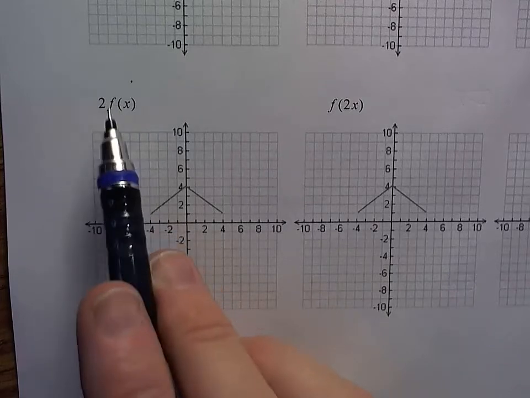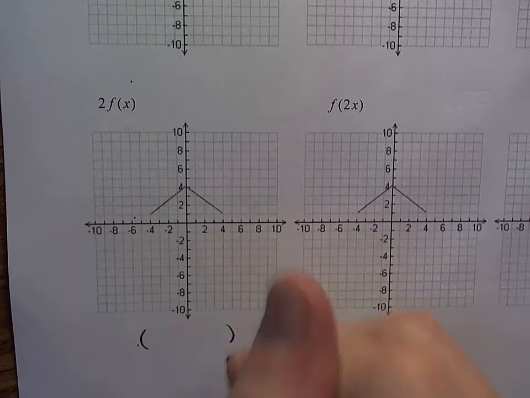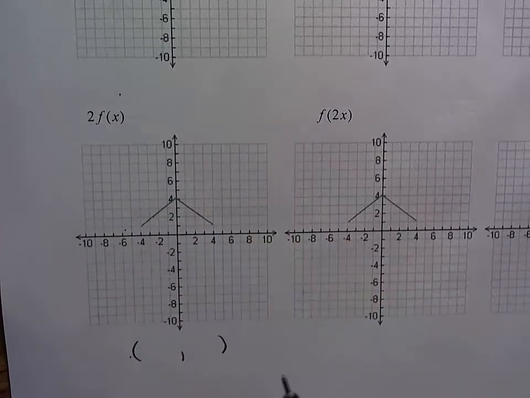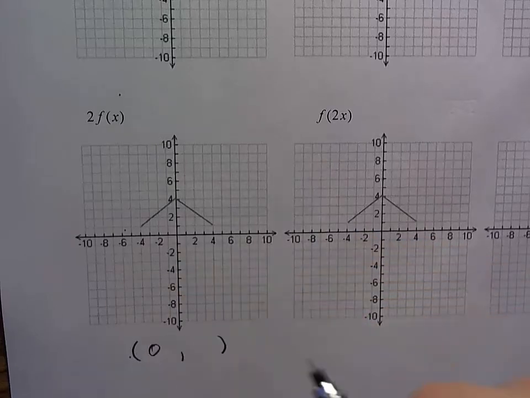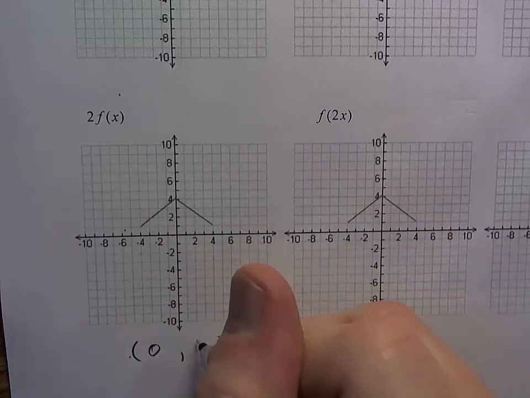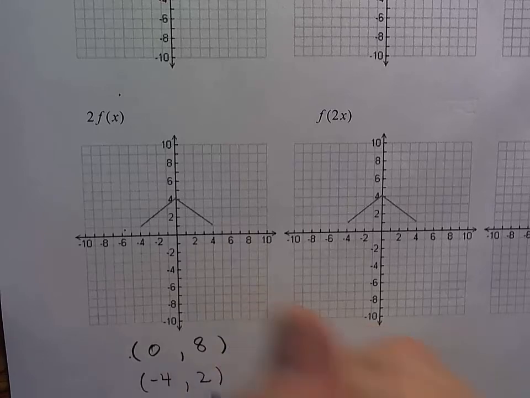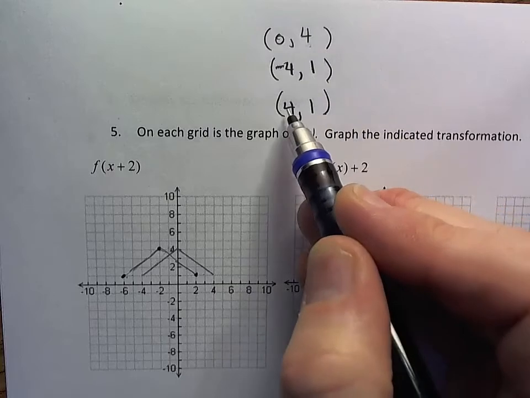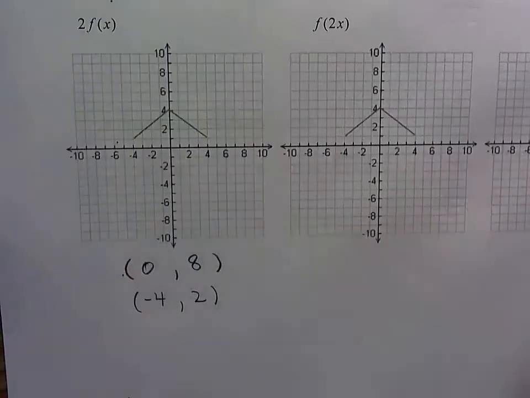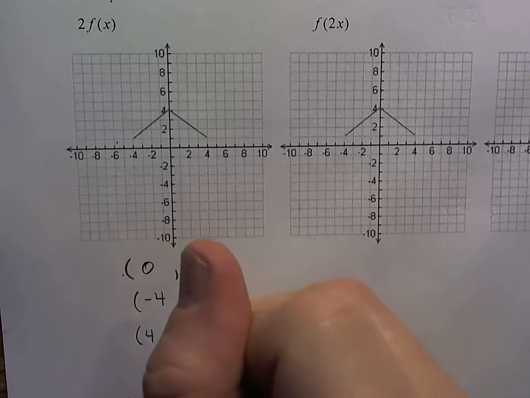We've got 2f of x. Now remember what this 2 does. This 2, outside the function, we're going to multiply the y by that 2. So the x's don't change. We've got the point (0, 4). Well, this is going to be (0, 8). We had the point (-4, 1). So this is going to be (-4, 2). See, I'm just taking these y values and multiplying by 2. We have the point (4, 1). We're going to have the point (4, 2).